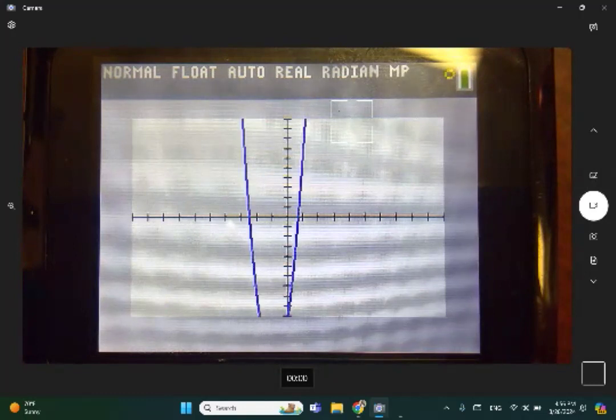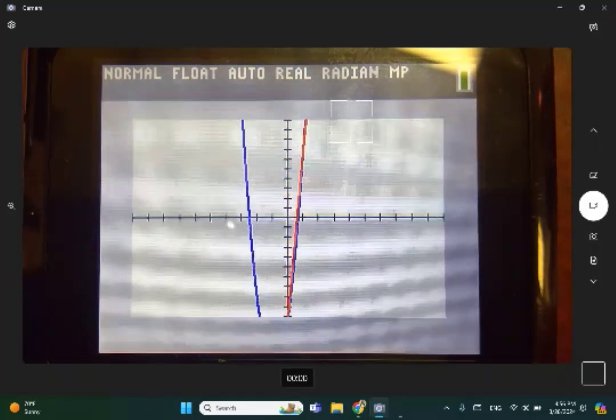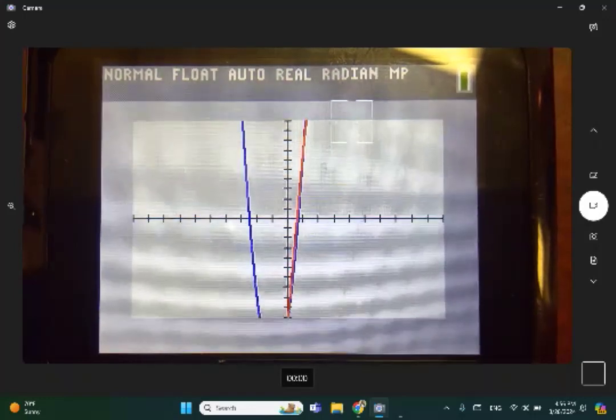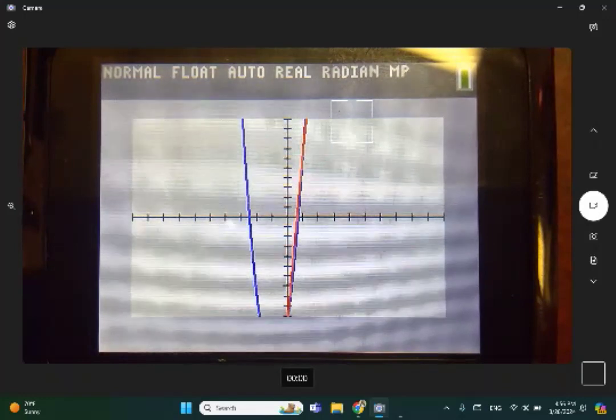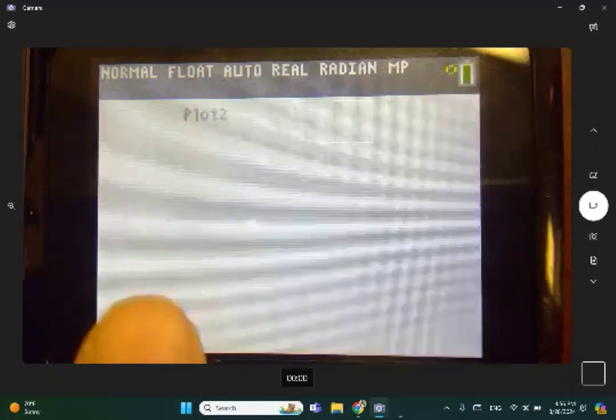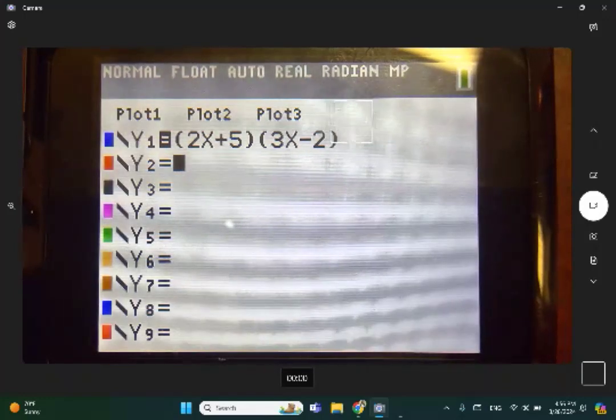So that's what I get for my question. That is the parabola that we're trying to copy. Notice the red only came over that right side, but it didn't come over the left. So that means they are not completely equal. So I'm going to get rid of that one.